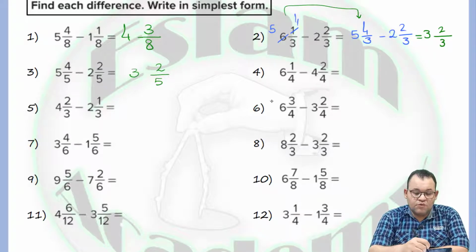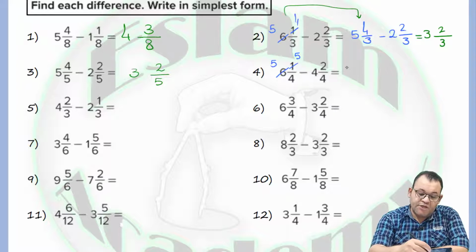Again in question number 4. 6 and 1 over 4, minus 4 and 2 over 4. The two fractions have the same denominator. But we have 1 over 4 and 2 over 4. The first one is smaller than the second one. So all we have to do is borrow 1. From 6, it will be 5. And for the 1, we just add it to the denominator, which is 4 plus 1 equals 5.